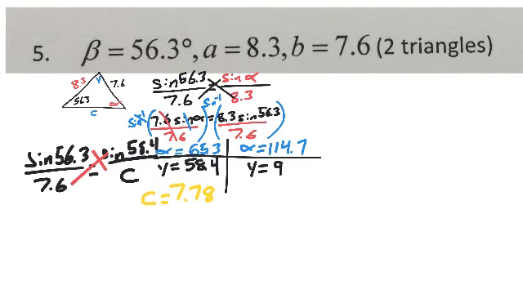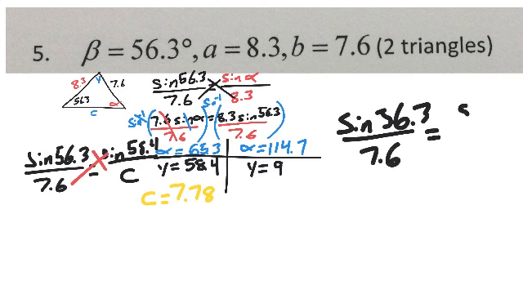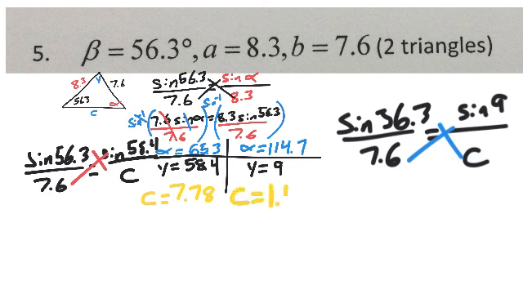Okay, then I have to do the second case. What if gamma was 9? So I would have sine of 56.3 over 7.6 equals sine of gamma, which is 9 over C. So again, I'm going to cross multiply and solve. So that's going to give me 7.6 times sine of 9 divided by sine of 56.3, which means side length C could be 1.43.